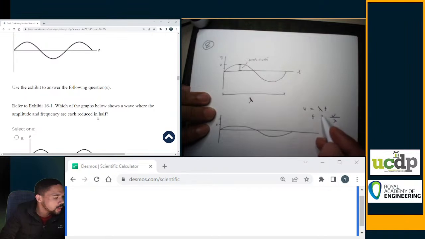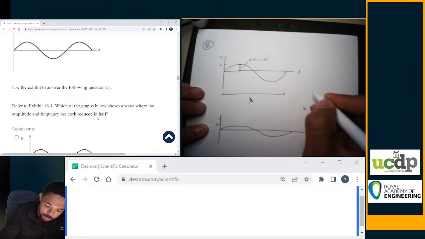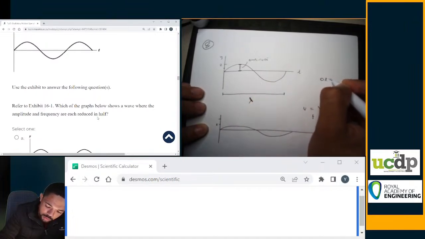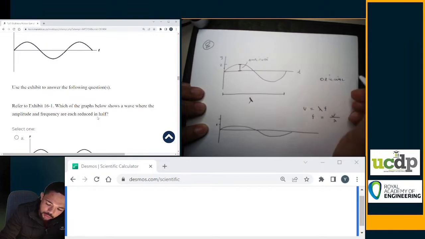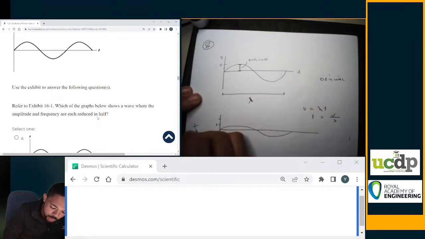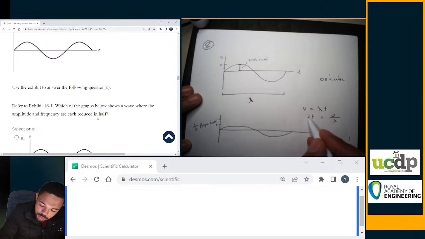So if the frequency is halved, that means this particular original wave that I drew here, wave number 1, is our original wave. This is when we halve the amplitude. This wave is what I drew when we halve the amplitude of this wave. Now let's halve the frequency. When we halve the frequency, it means that the wavelength must double.